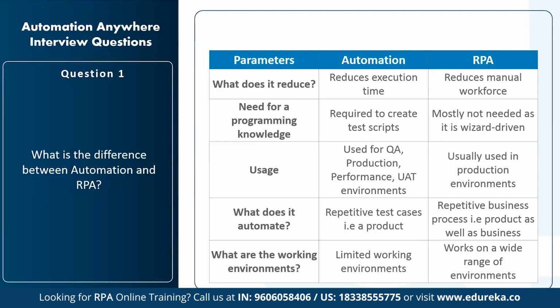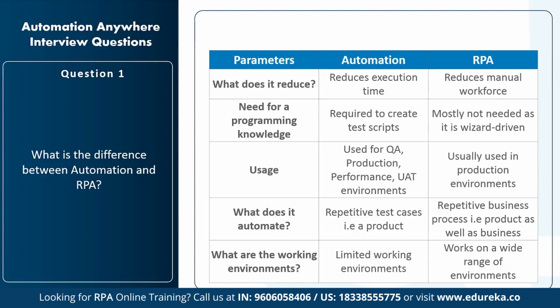Talking about the first parameter, what does it reduce? Automation reduces the execution time and robotic process automation or RPA reduces the manual workforce. Coming to the need for programming knowledge, for automation, you do need programming knowledge to create test scripts. But for RPA, you do not actually need programming knowledge as it's mostly wizard driven. Basically you'll have a tool and various functionalities in that tool to automate different tasks, so you do not actually need programming knowledge.